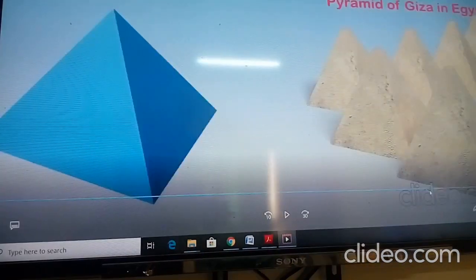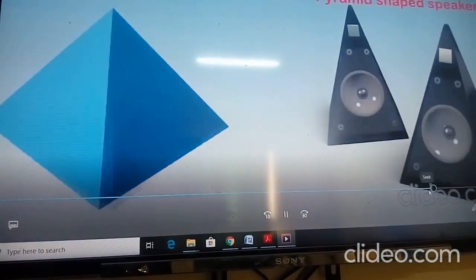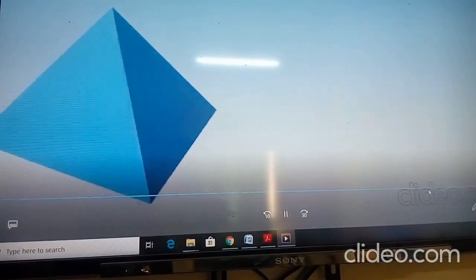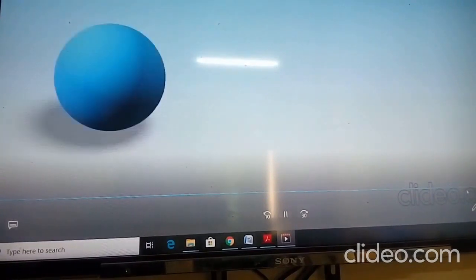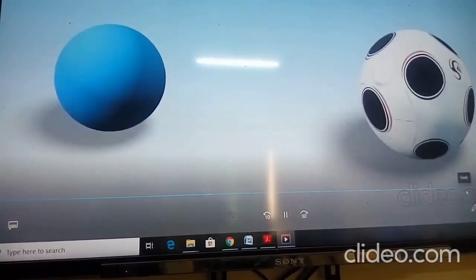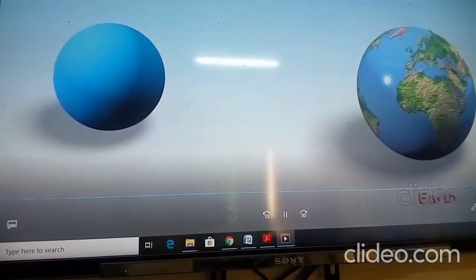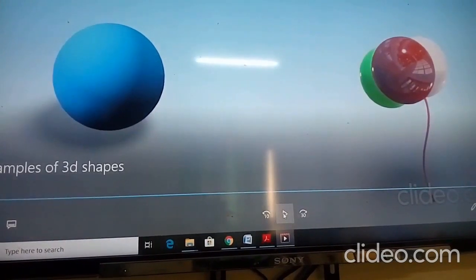Now we will move on to next solid shape, that is pyramid. So here we have some real life examples of pyramid. Pyramid of Giza in Egypt. The next one is speakers, pyramid shaped speakers, etc. Now we will move on to next solid shape, that is sphere. So here we have some examples of sphere. Ball, earth, a globe, an orange, etc. So these are the examples of sphere.